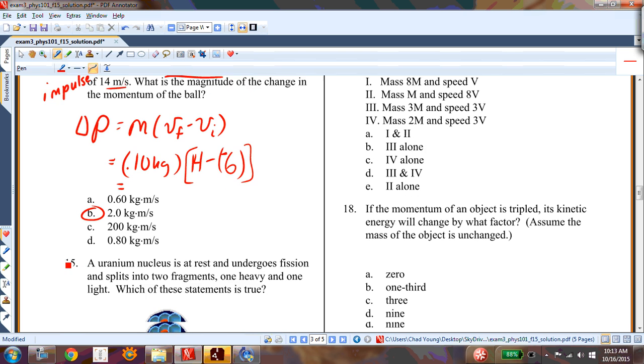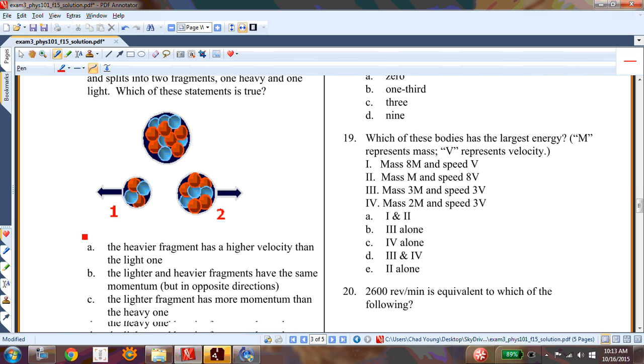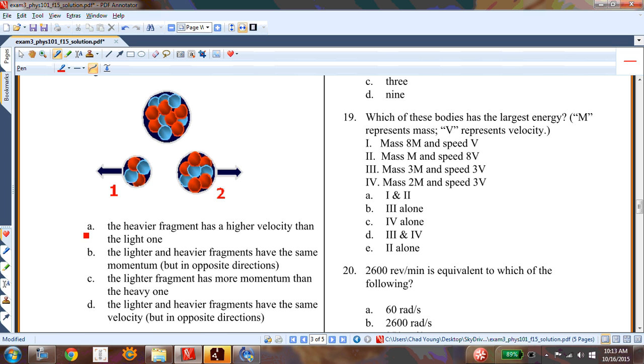B is 14. A uranium nucleus is at rest and undergoes fission and splits into two fragments, one heavy and one light. Which of these statements is true? Okay, well, I know that initially the momentum equals 0. That means that the final momentum also has to equal 0. So these two have to have equal but opposite momenta. They don't have the same velocity. The small one has the bigger velocity. The lighter one does not have more momentum. They have the same momentum but in opposite directions. And the heavier fragment doesn't have a higher velocity. It actually has a lower velocity than the light one.